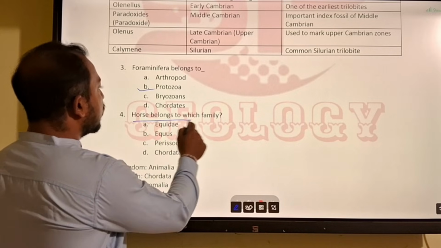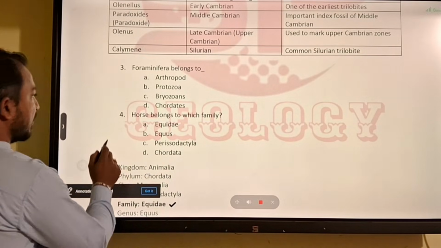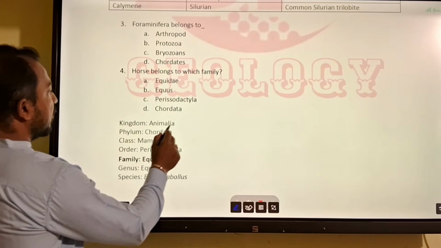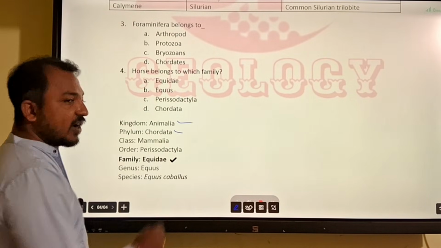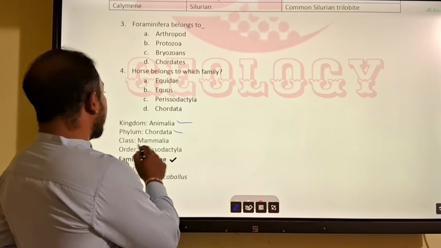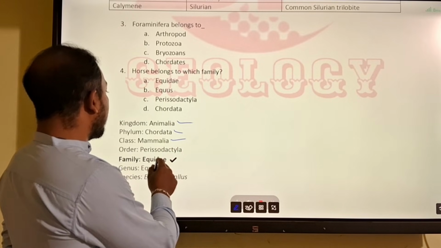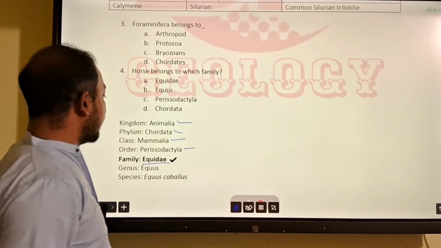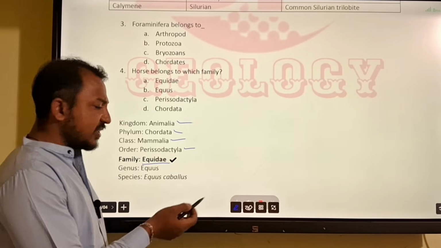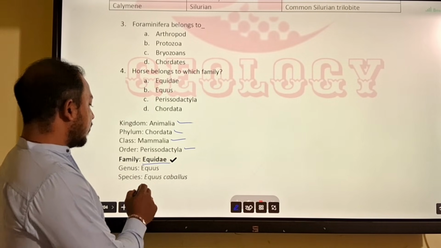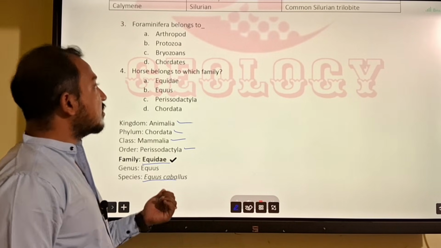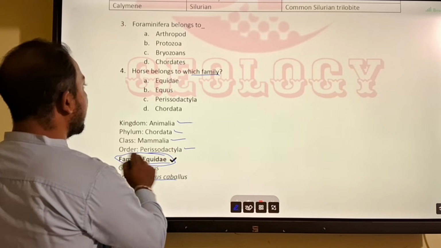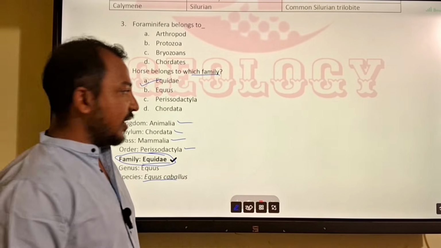Then, the horse belongs to which family? This is the taxonomical classification of the horse: kingdom Animalia, phylum Chordata because they have a notochord, class Mammalia, order Perissodactyla, family Equidae, genus Equus. There are different species under this genus, one of them is Equus caballus. So remember, the horse belongs to the Equidae family. The answer will be Equidae.